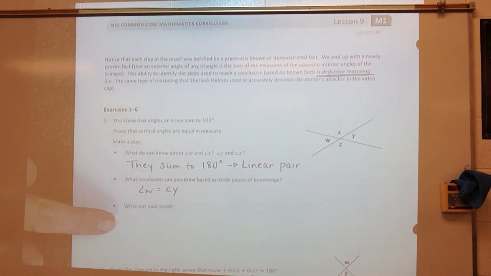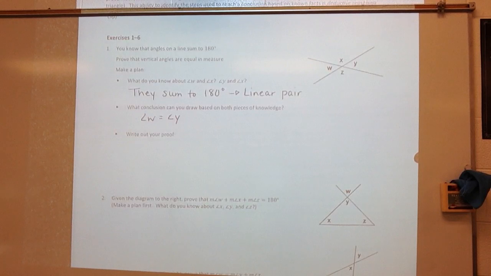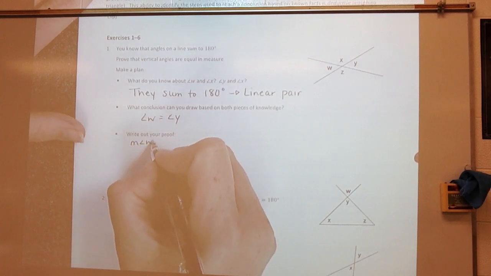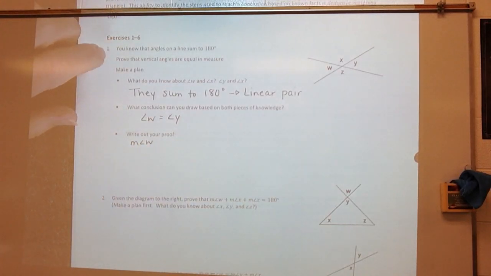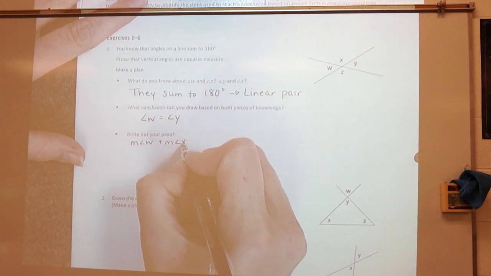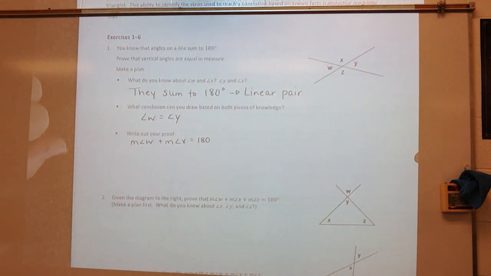So now it says write out your proof. Alright guys, this is an introduction to proofs. Proof is simply step by step how you figure it out. Alright, so what did we know? What do we know? We know that the measure of angle W plus the measure of angle X is equal to 180 degrees.